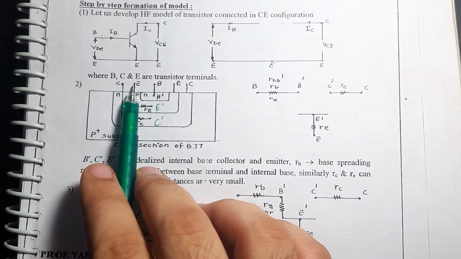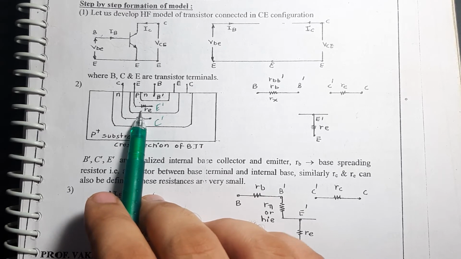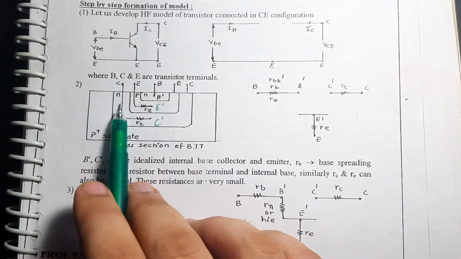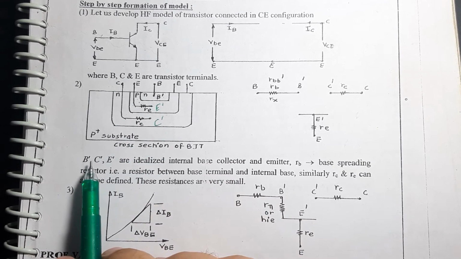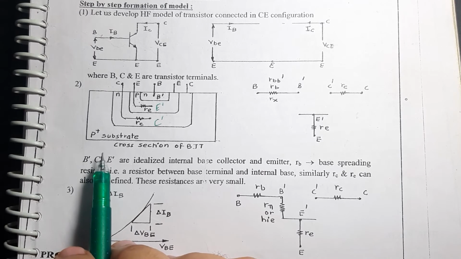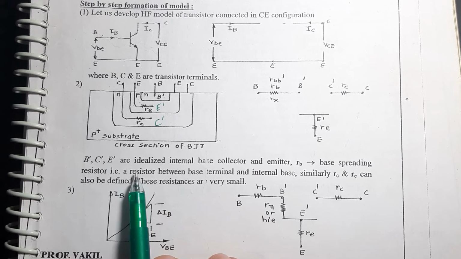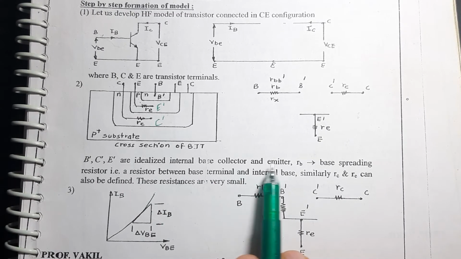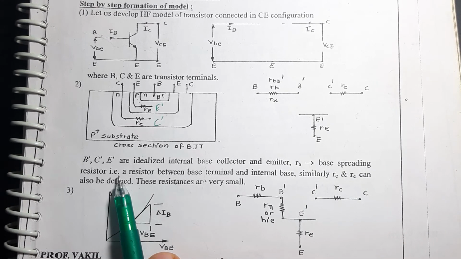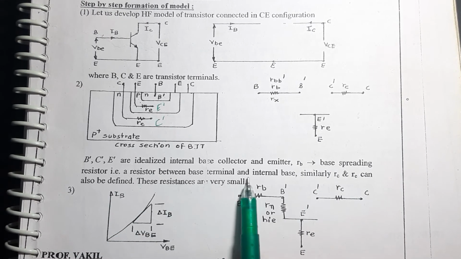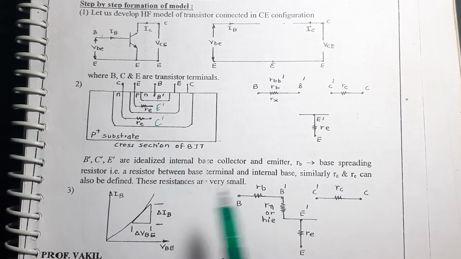Similarly, your emitter, when it is inside a substrate, will have its own small internal resistor. Similarly, the collector terminal will have its own small internal resistor. Hence, let us see what is being described. Your B dash, C dash and E dash are the idealized internal base, collector and emitter. Your RB is nothing but the base spreading resistor, a resistor between the base terminal and the internal base. Similarly, RC and RE can also be defined.